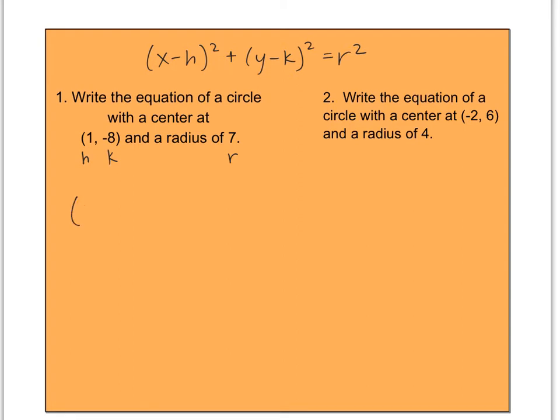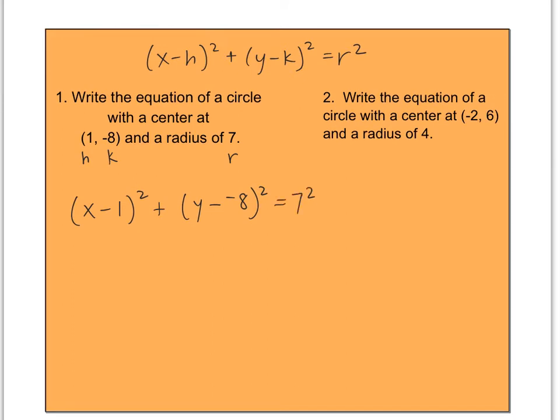So it's going to go like this. (x - 1)². We plug in the 1 for the h. Then plus (y - -8)². We plug in that k, the -8, and then equals 7².